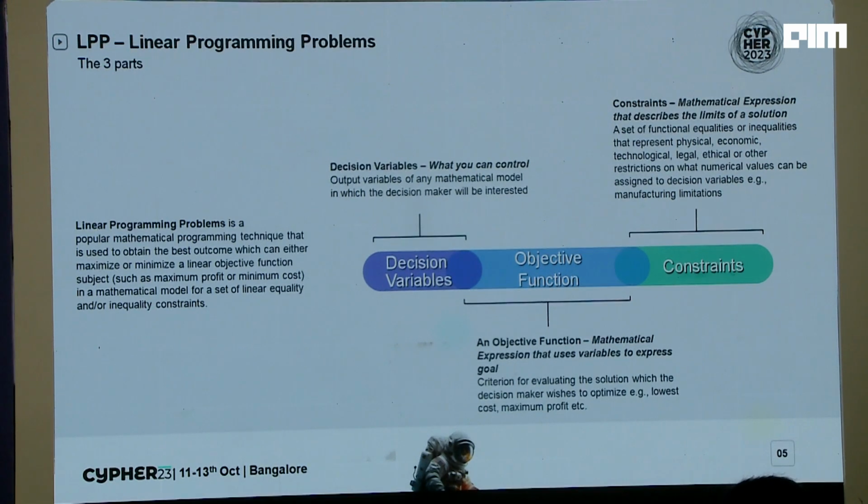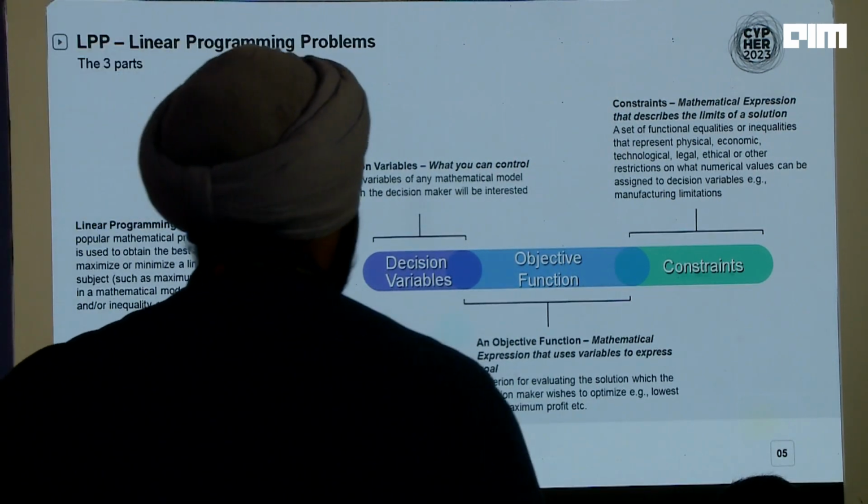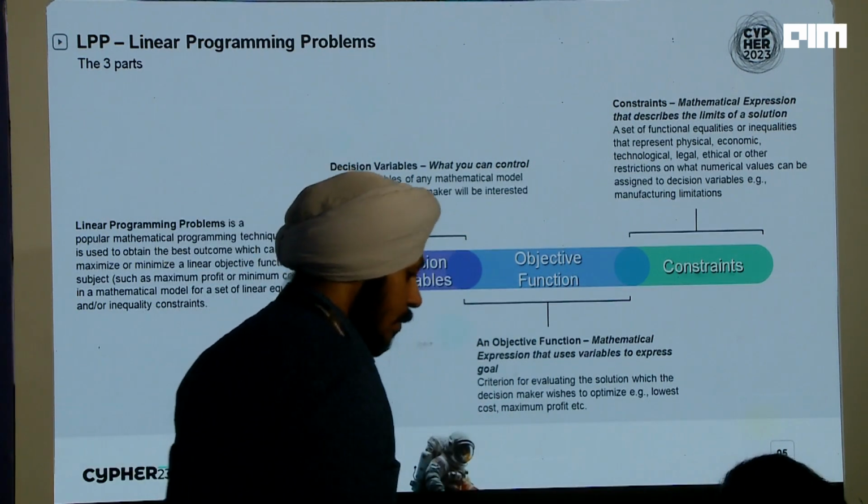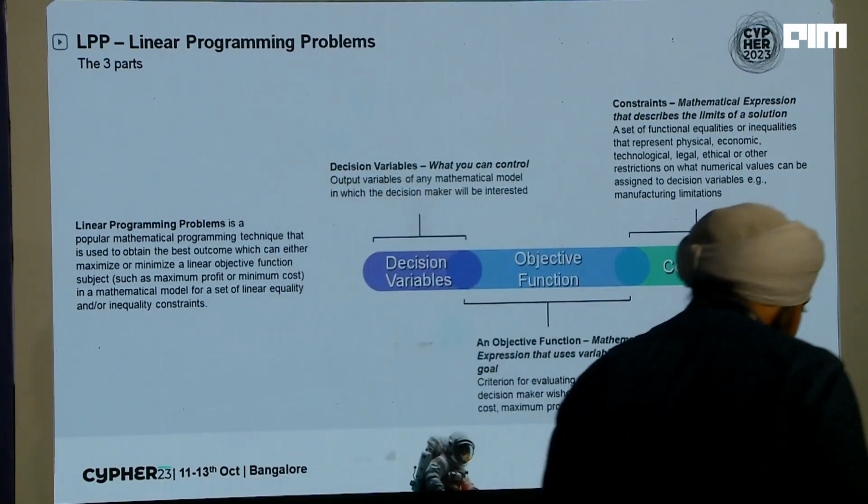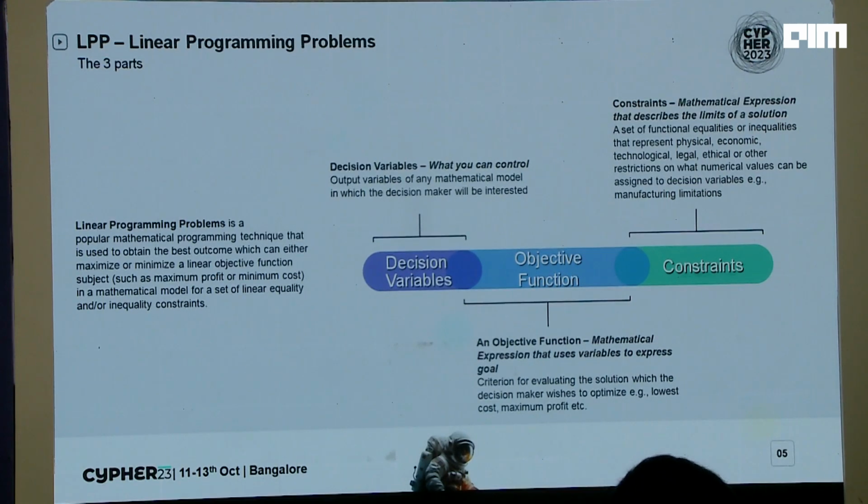And generally with continuous variables, whoever has done LPP problems before would know x1 greater than or equal to 0 and x2 greater than or equal to 0. That makes them continuous variables. It has no end to it. Now, this is the main thing. Whenever we try to solve a linear programming problem, we'll have decision variables, an objective function, and constraints. These are the 3 things we need to focus on.